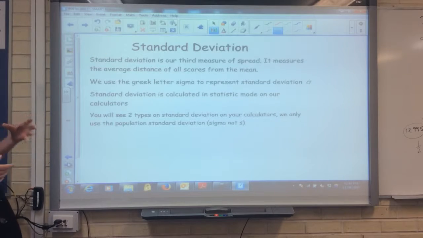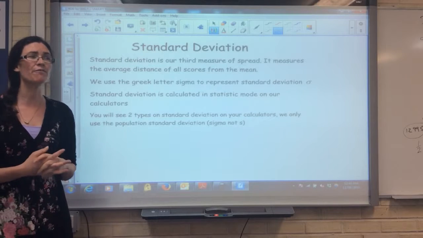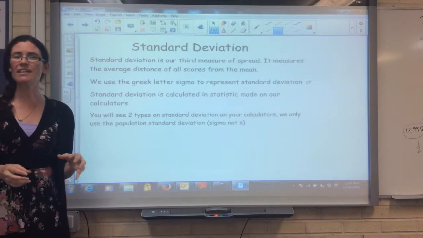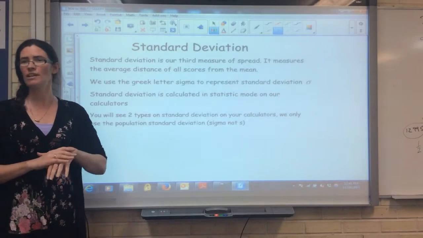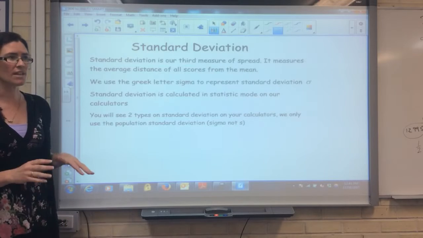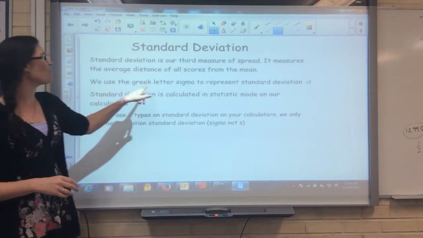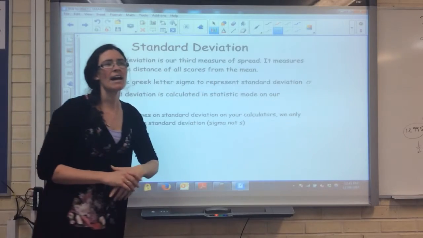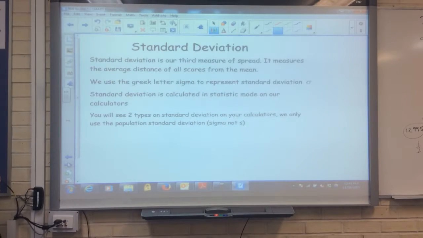It is a more accurate measure of spread because it looks at every single score and it actually measures the average distance of each score from the mean. The actual formula to calculate it is very complicated and we don't even look at it, okay? We just use our calculator. We use a Greek letter sigma, which is like an O with a little flick at the end, to represent standard deviation. On your calculator, in statistics mode, you will see the sigma when we get to the example.